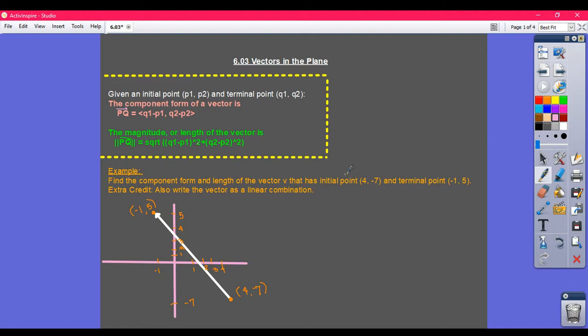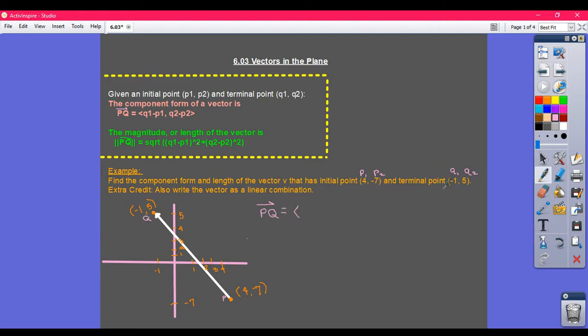So if you look at the example below, I'm giving you 2 points, the terminal and initial point. I'm going to label this just following the formula as P sub 1, P sub 2, and the terminal point Q sub 1, Q sub 2. The first thing it asks for is the component form of the vector. So from P to Q, I'm going to follow the formula.